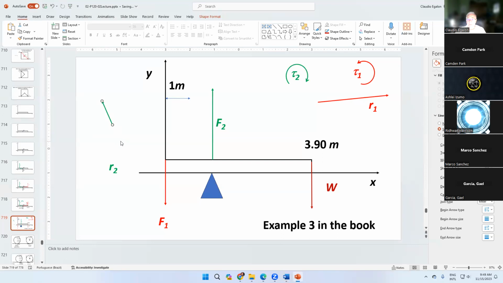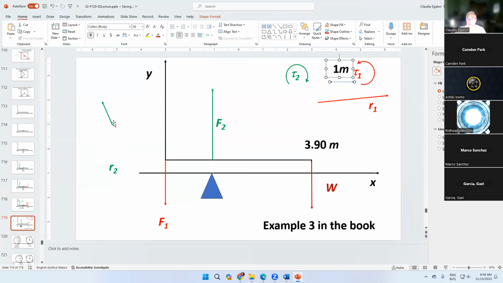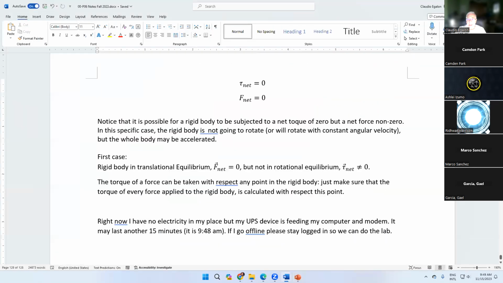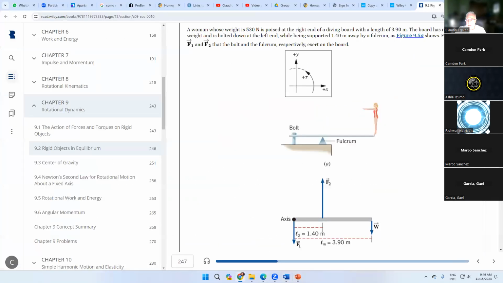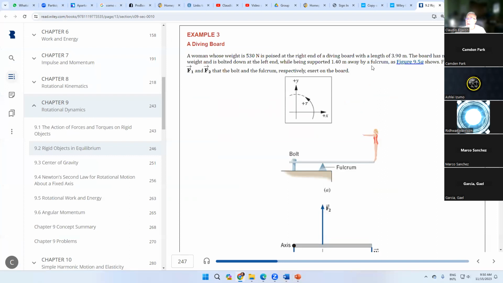It is right now at this point that you have to ask: what's the most convenient point to take as the origin of my vector position, the vector position of application of the force? And let's go back here.